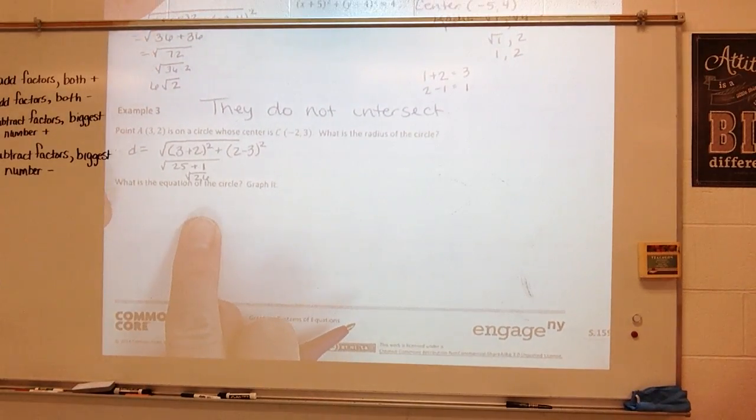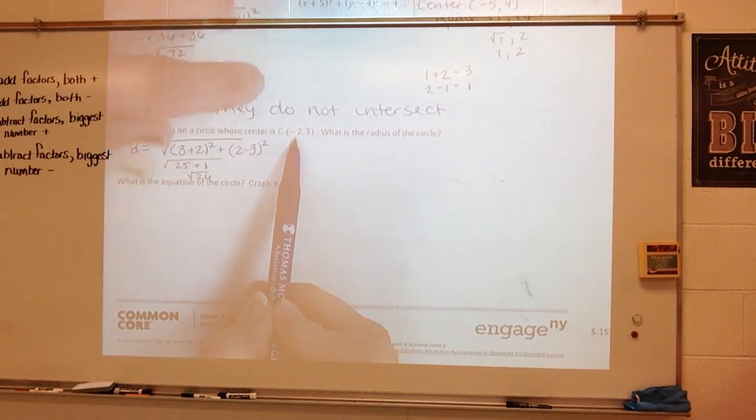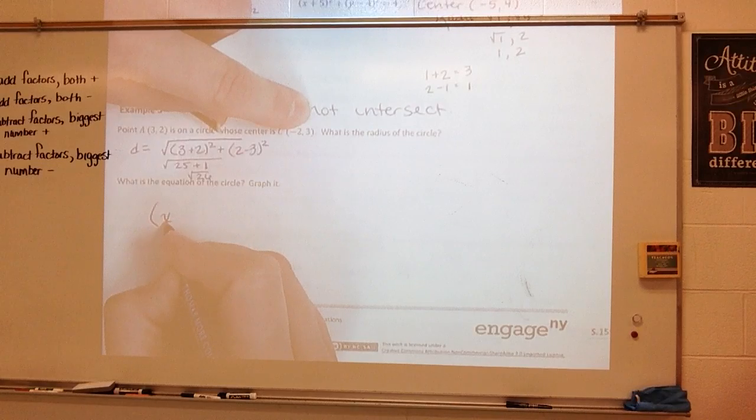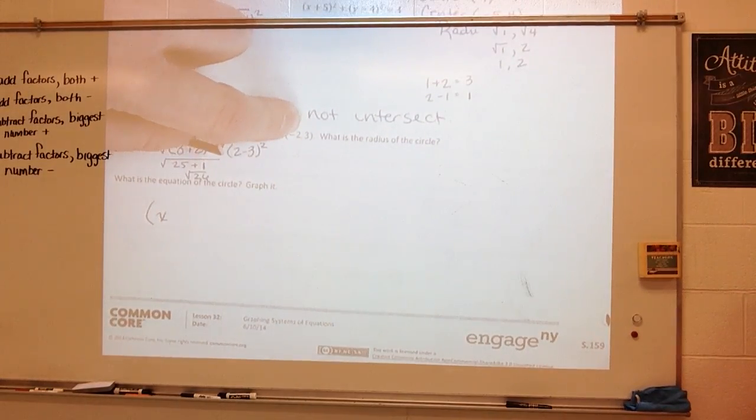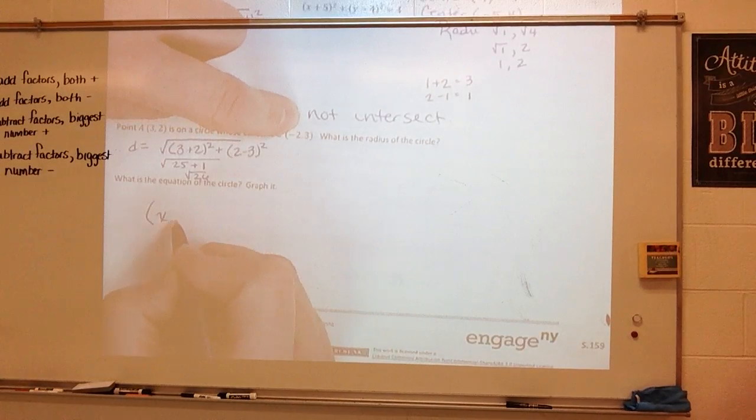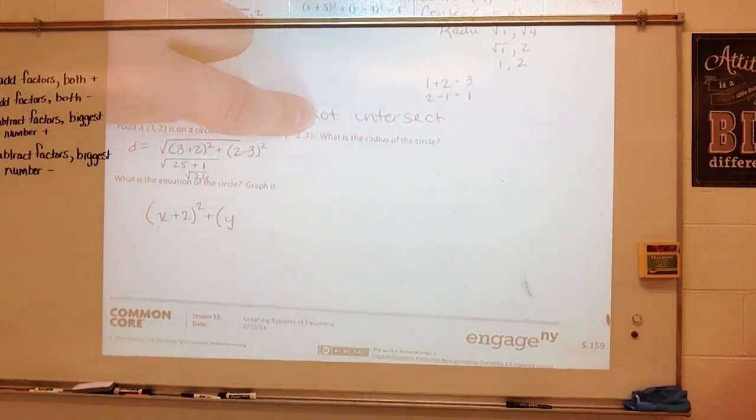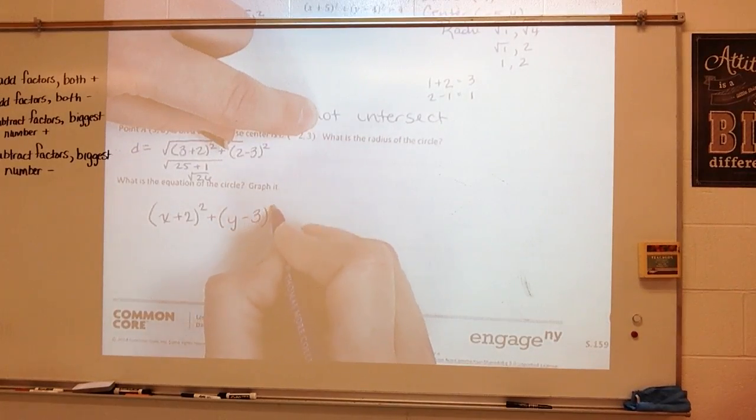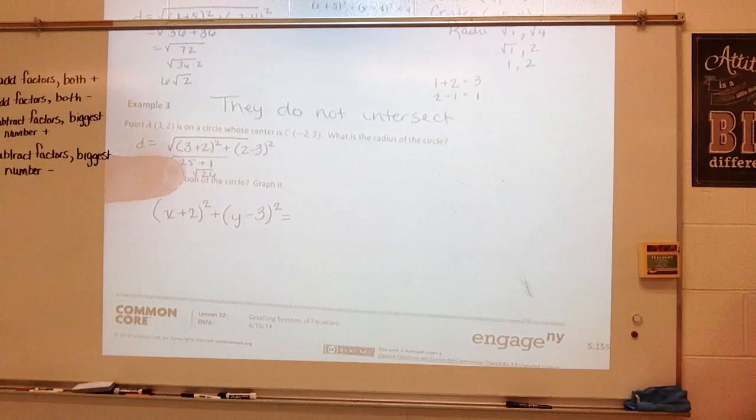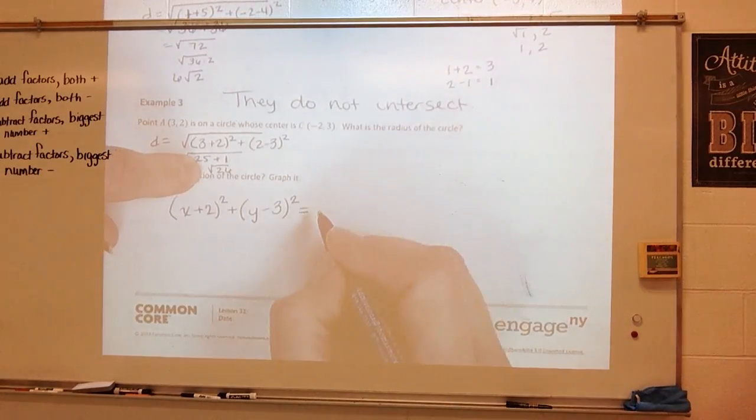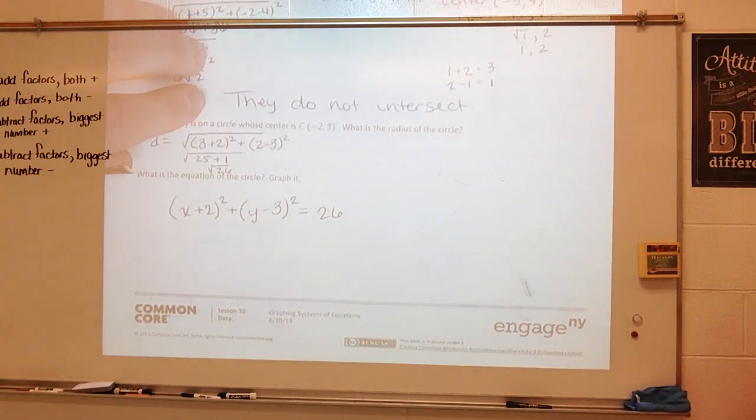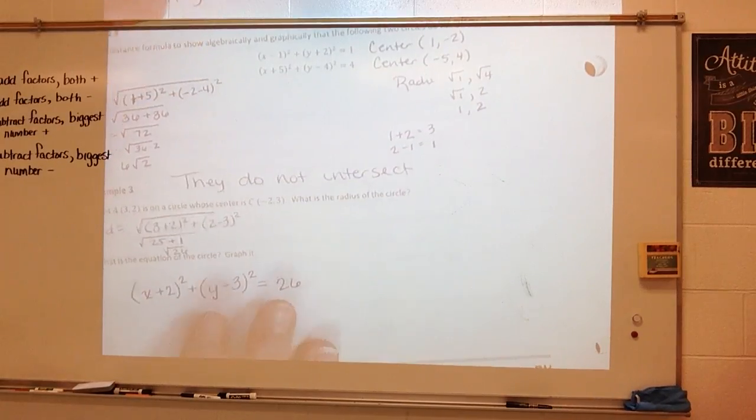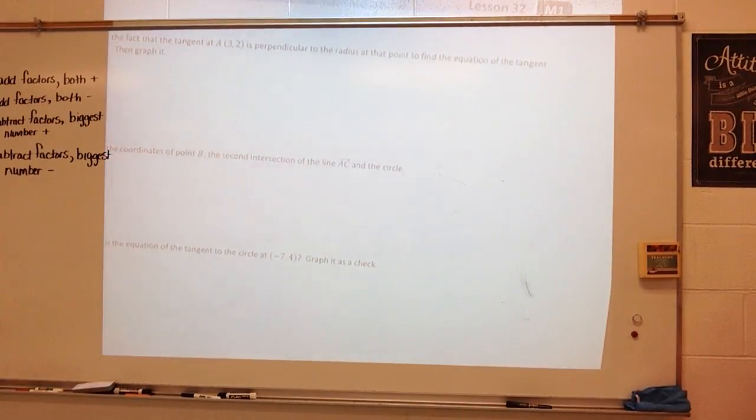What is the equation of the circle? I'm going to use my center to write my equation. So x, remember it is the opposite. If the center is negative 2, I'm going to do x plus 2 squared, plus y. If it's a positive 3, the opposite of that is y minus 3 squared, is equal to my radius squared, 26, since the square root of 26 squared is 26. And then it says graph it, but we're not going to worry about that.